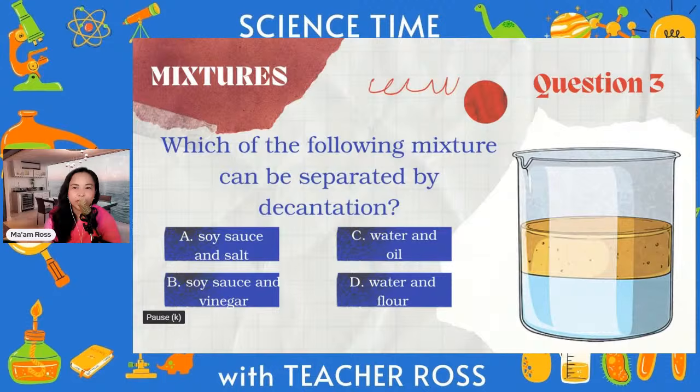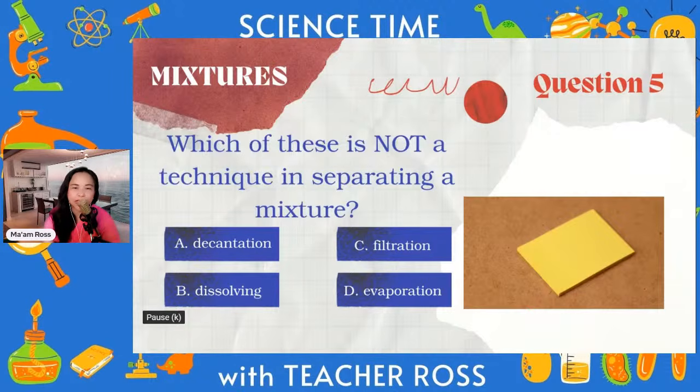Okay? Third question, which of the following mixture can be separated by decantation? This mixture on the picture. A, soy sauce and salt. B, soy sauce and vinegar. C, water and oil. D, water and flour. Take your time while answering. What do you see in this picture? That is a picture clue for you to get the correct answer.